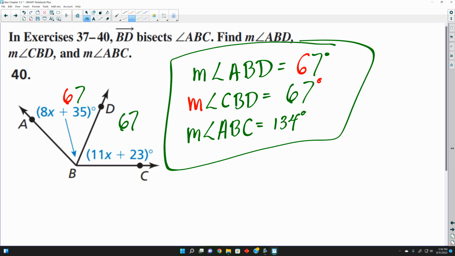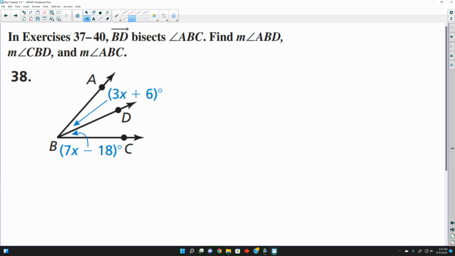Questions on this here? We like this here? I mean, do we need to see another example of one of these here? Yeah. So, in this exercise, BD is the bisector of angle ABC. Find the three angles. So, since it's a bisector, we know that these two angles are going to be equal, so we can say that 7x minus 18 is equal to 3x plus 6.